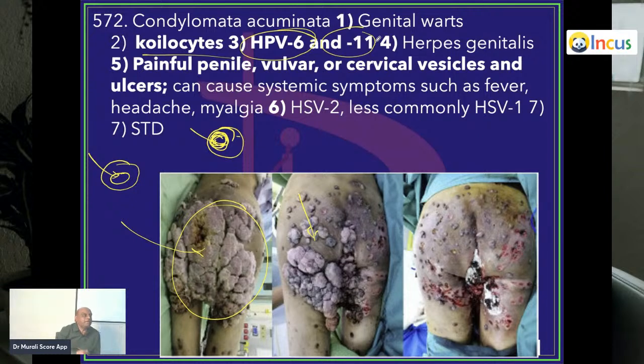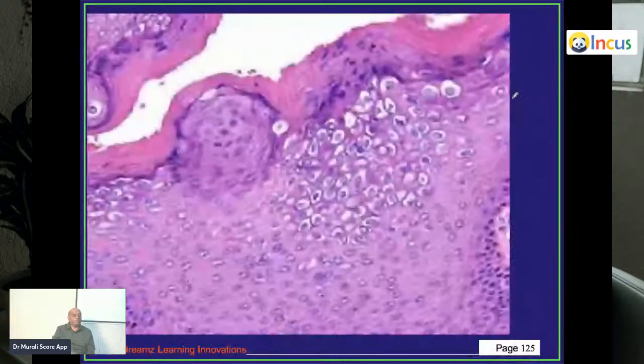Then comes herpes genitalis, herpes. It is painful, penile, vulvar, cervical, vesicles. Anywhere herpes is vesicles. And HSV2 and less commonly HSV1. Generally HSV2 is below the belt, HSV1 is above the belt. And it is also sexually transmitted.